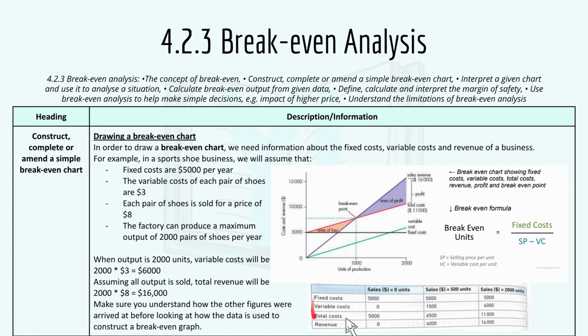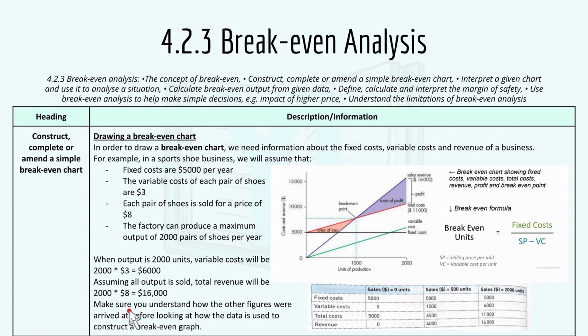And here's the table. When the output is 2,000 units, the variable cost will be 2,000 times $3, which equals $6,000. And assuming all output is sold, the total revenue will be 2,000 times $8, because the maximum is 2,000 pairs of shoes per year and the selling price is $8, which gives $16,000.